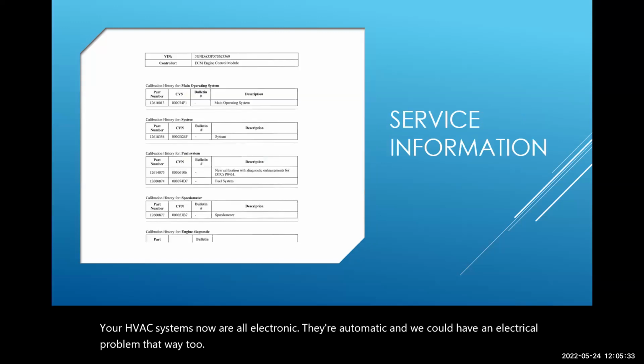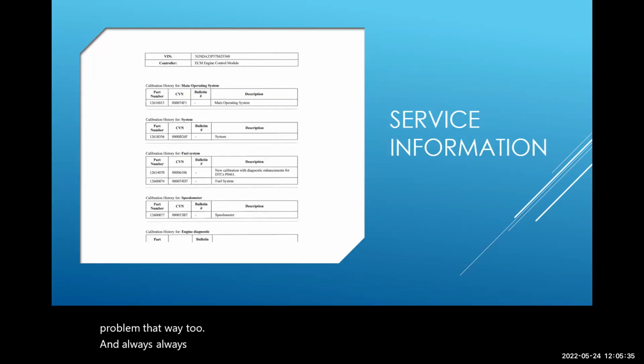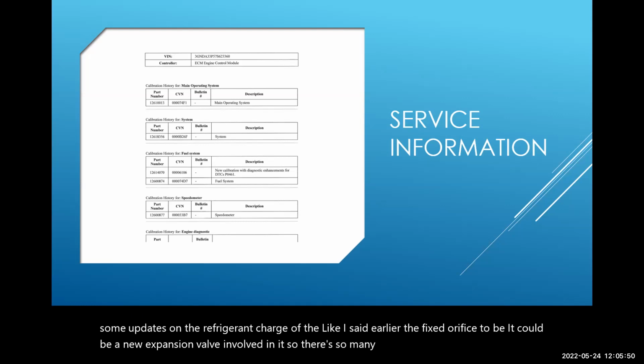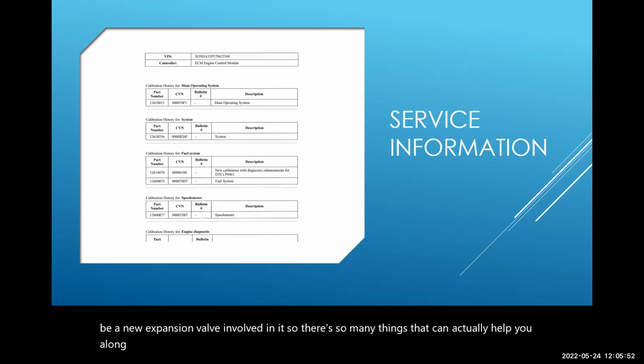And also always look for service information. There might be some updates on the refrigerant charge. Like I said earlier, the fixed orifice tube could be involved, or it could be a new expansion valve. So there are so many things that can help you along the way. This is really getting into the performance side, which we're also talking about with pressure readings.